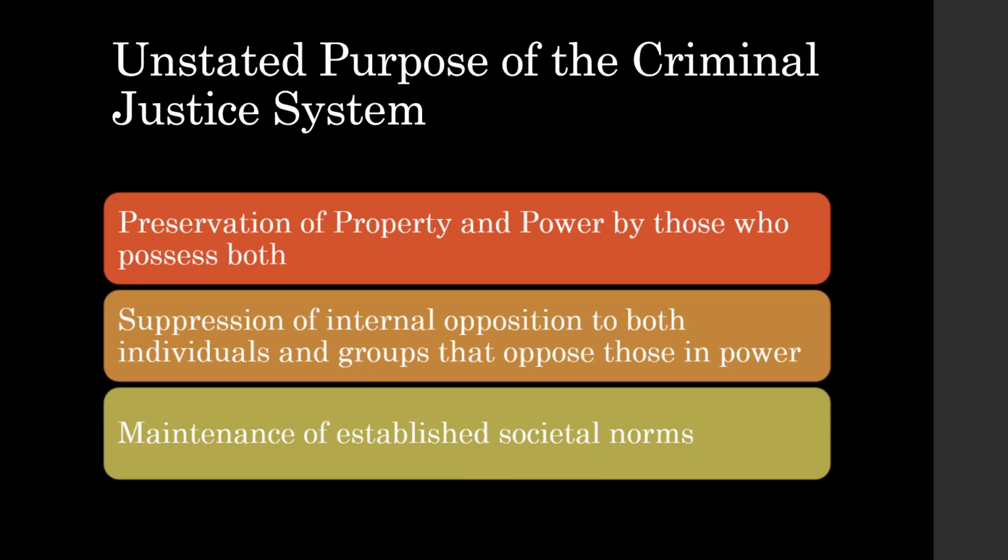Okay, so we have the unstated purposes as well. One of the unstated purposes, and these are just a couple, there are more, is the preservation of property and power by those who possess both. It can be used to suppress internal oppositions. Now, some of these internal oppositions are pretty dangerous. It might be used to suppress white supremacy or radical terrorists.